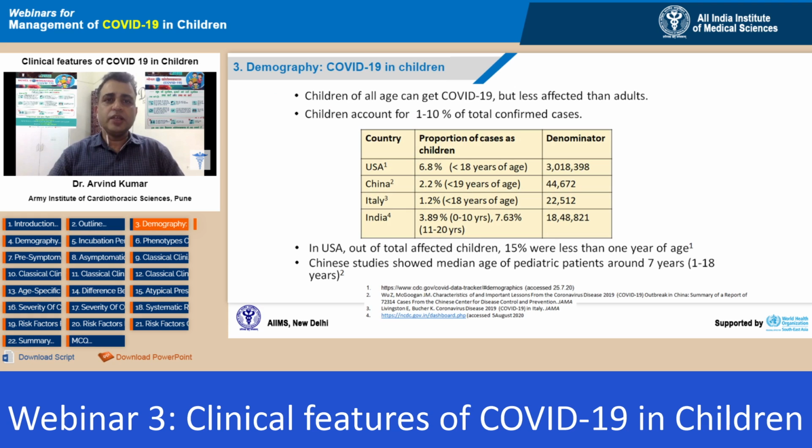So children of all age groups from neonatal to adolescence age group can get COVID-19 infections. Pediatric age group comprises about 1 to 10% of total cases in various countries. And if we see in India, about 4% of total cases are below 10 years of age, and 7% of total cases are between 11 to 20 years of age. Among children, according to one study, 15% are less than 1 year of age.